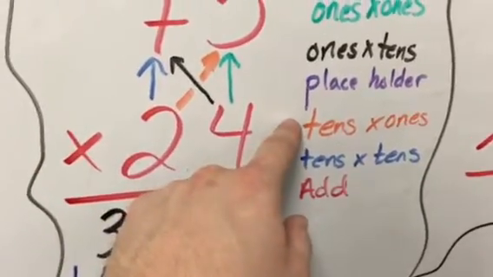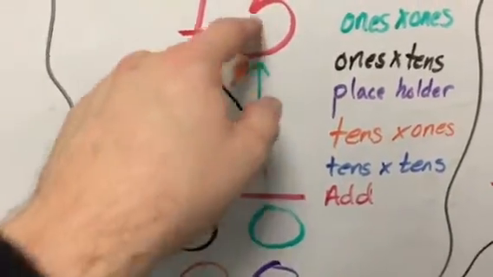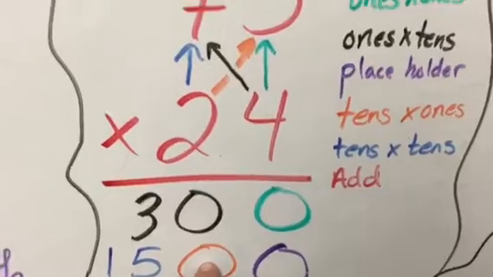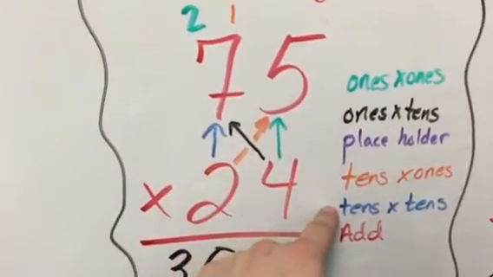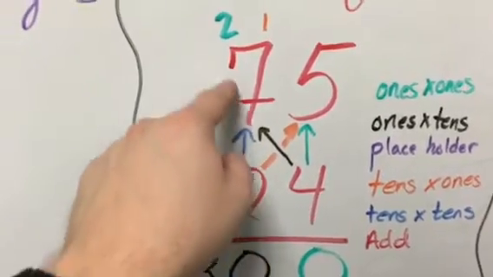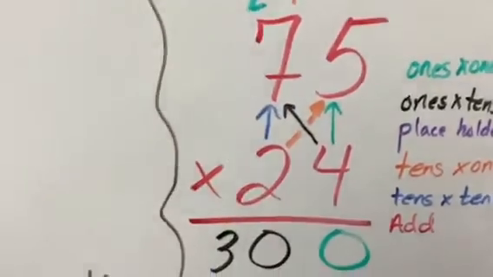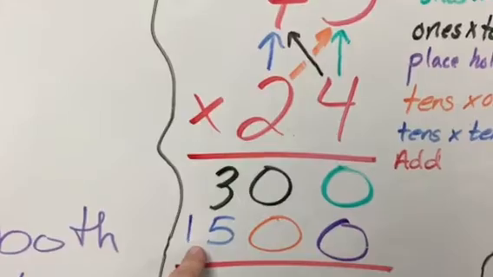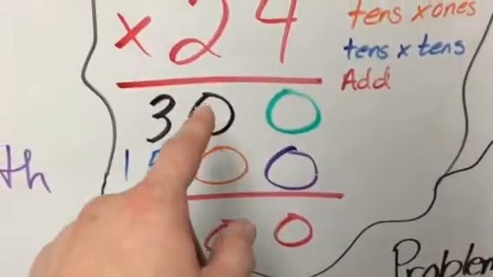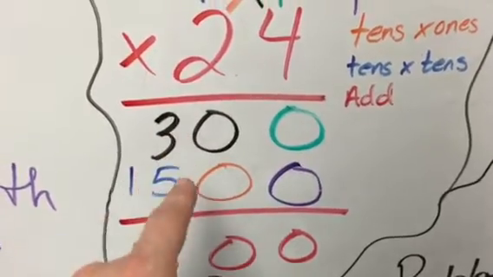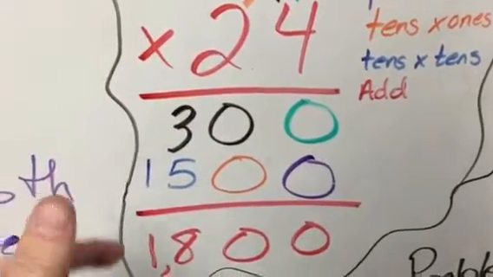I go tens times ones, that's orange. So 2 times 5 is 10. So I put a 0 down here. I carry a 1 up there. And then I go to blue, tens times tens. 2 times 7 is 14, plus 1 is 15. So I write a 15 down here. And then I just simply add. 0 plus 0 is 0. 0 plus 0 is 0. 3 plus 5 is 8. And then 1 plus nothing is 1.